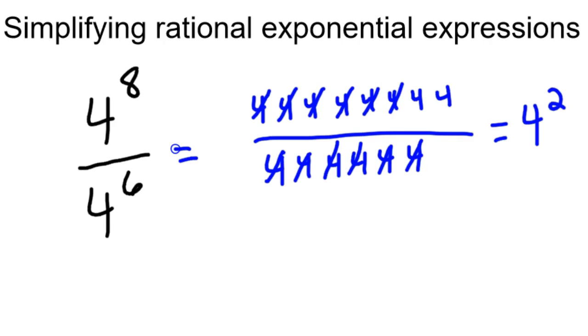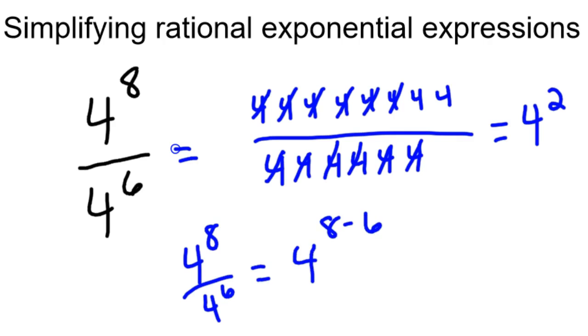Another way to think of this is your rules of exponents. 4 to the 8th over 4 to the 6th means that, they're the same base, so you can subtract your exponents. So it's equal to 4 to the 8 minus 6, or 4 to the 2nd power. One thing I like to do is, you cross out 6 4s there, and you know that you'd have 2 left there. That's kind of the way I do it.